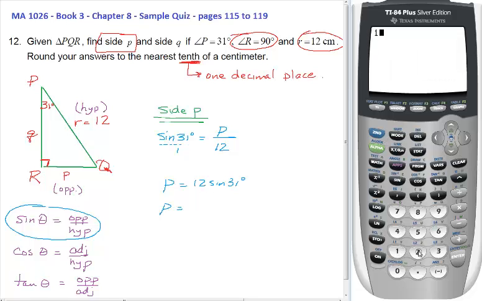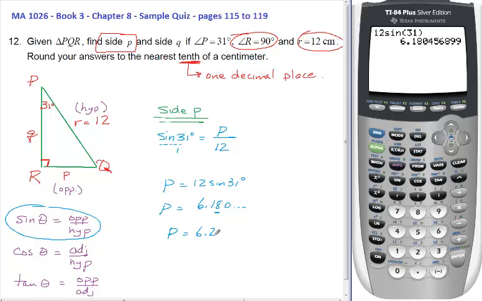Okay, so then it's just 12. Whoops, 12. Let's get 2 in there. Times the sine of 31 degrees. Enter. And that's 6.180 and so on. Now remember, we're asked for 1 decimal place, so we have to round that properly. If it's 8 here, that means the 1 has to go up to 2, right? So it's 6.2. And were we given a unit of measurement? Yes, we were given a unit, so side P is 6.2 centimeters.